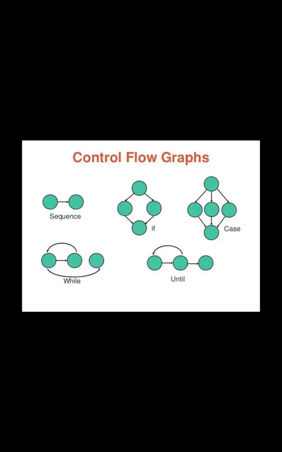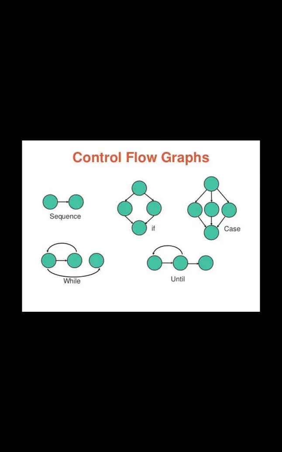If you would like to create the control flow graph for a while statement, it will look like this. While the condition is true, execute this. If the condition is false, take the alternative option. If you want to represent the control flow graph for repeat-until, you repeat the statement until the condition is satisfied.